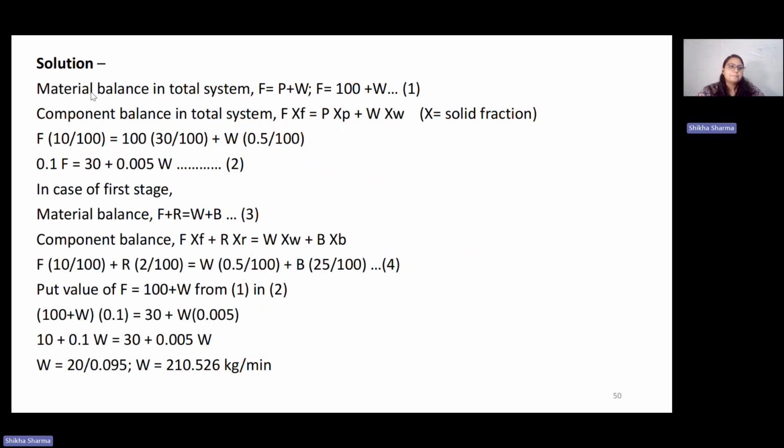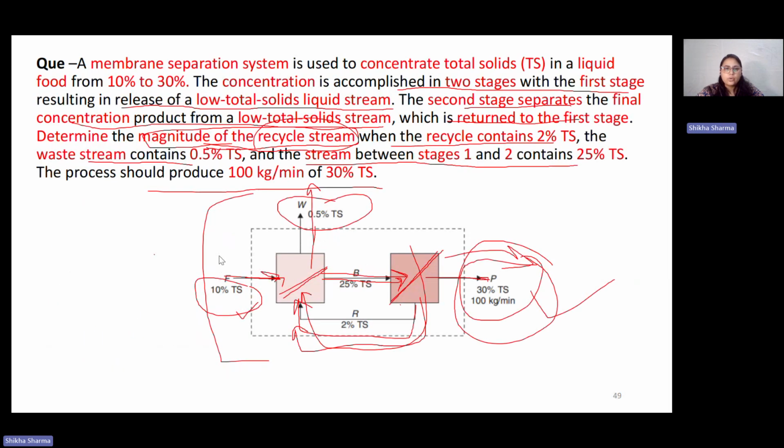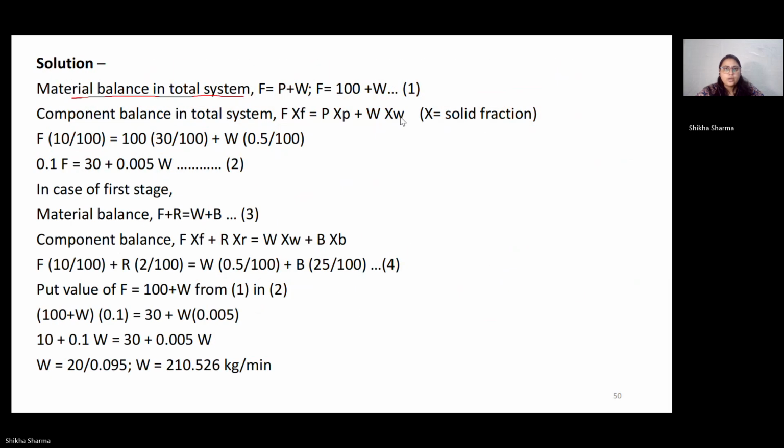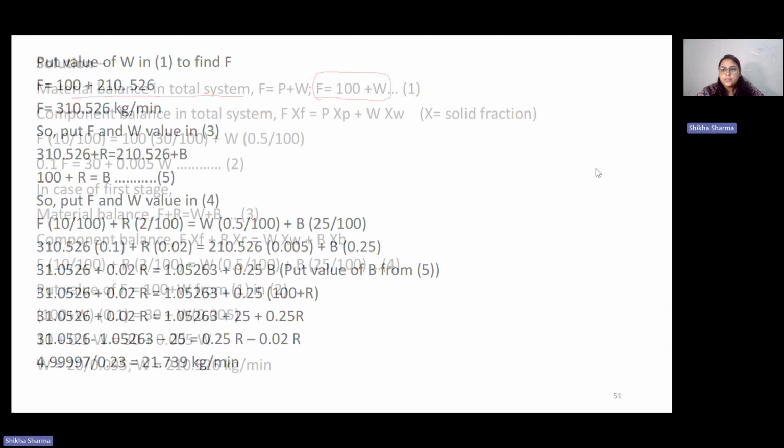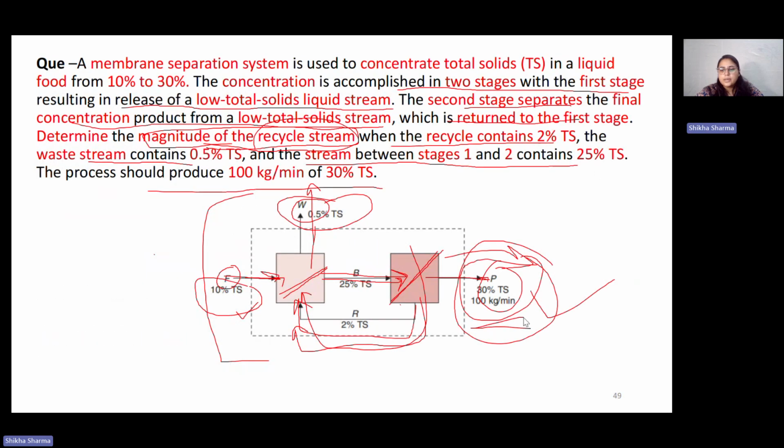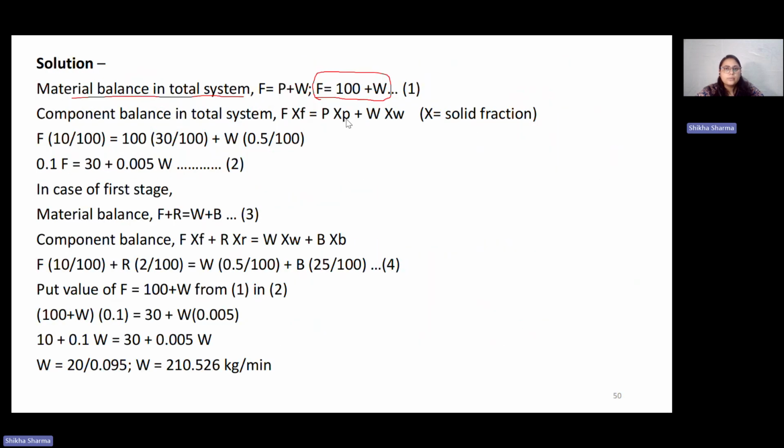So let's see the solution. The material balance in the total system would be F equals W plus P, where P is 100 kg per minute. So F equals 100 plus W is the first equation.